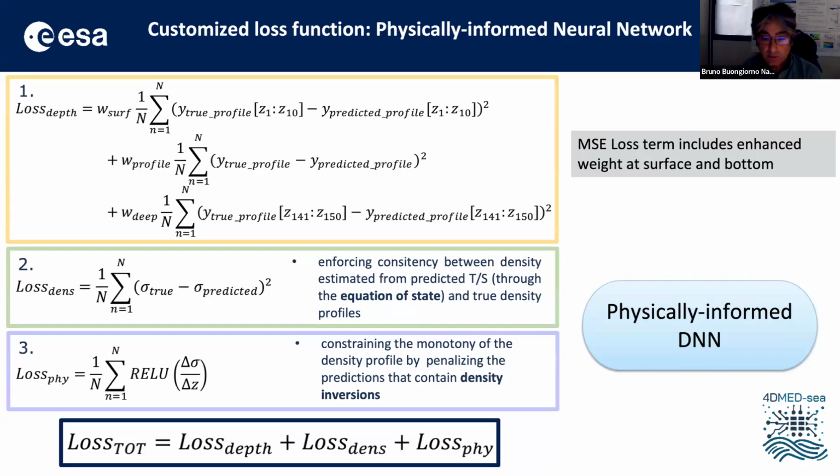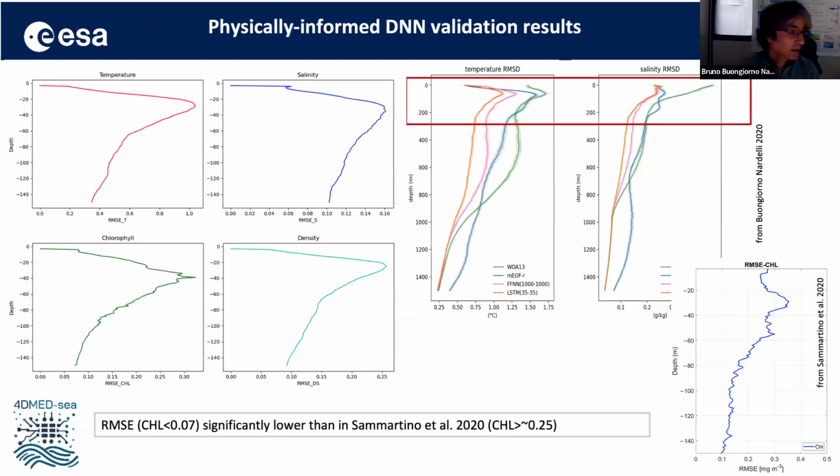So we also enforced the network to learn monotony, basically. So we introduce a term that forces the network not to include density inversions in the reconstruction, which is a problem that we know is present in different kinds of algorithms that are used, like the multilinear regressions used for ARMOR3D reconstructions, for example, which is one of the products distributed by Copernicus.